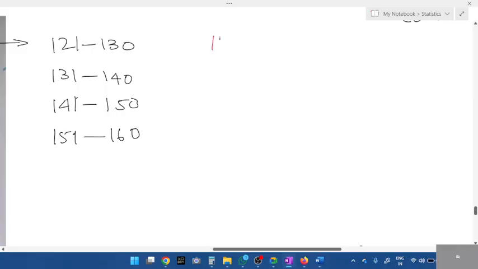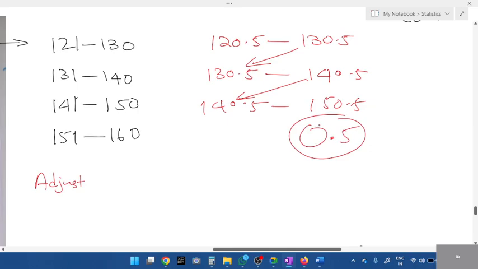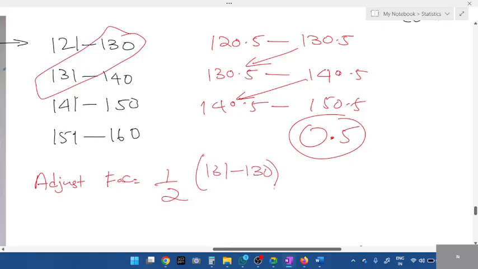0.5. If you subtract, you get 120.5 to next, 140, 150.5. Can you see now we have made it continuous? This is just for namesake, the adjustment factor, students. But in any question the value will be 0.5. Remember that, plus minus 0.5. The adjustment factor formula is 1 by 2. Take any two values: 1 by 2 into 131 minus 130 is equal to 1 by 2 into 1, that is equal to 0.5.